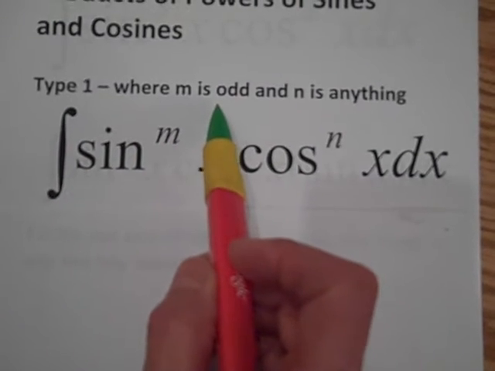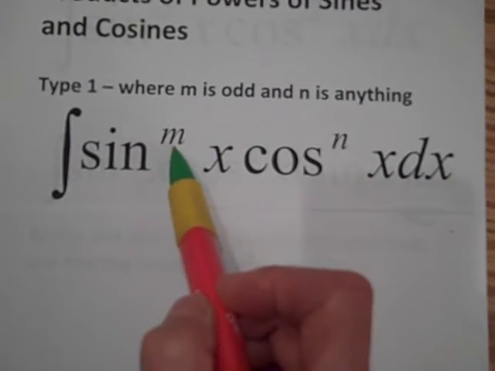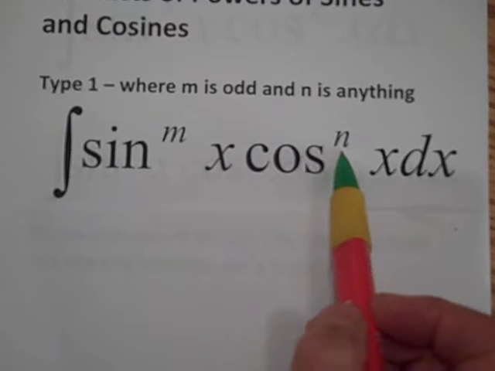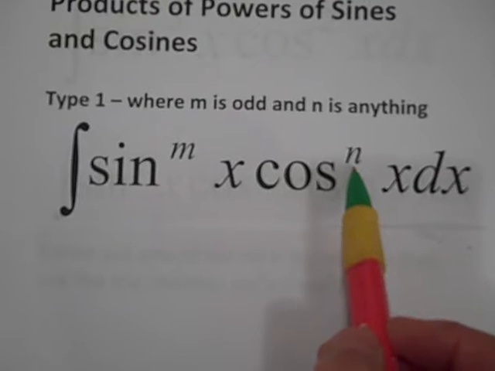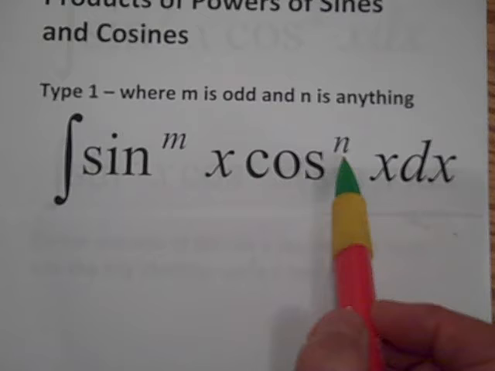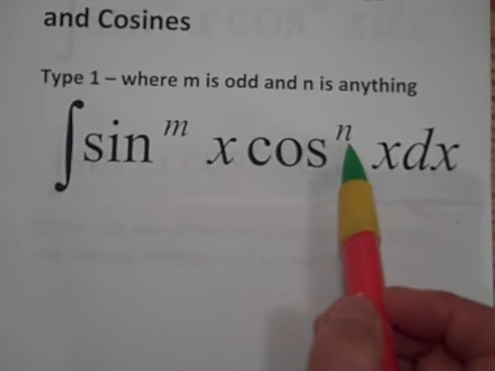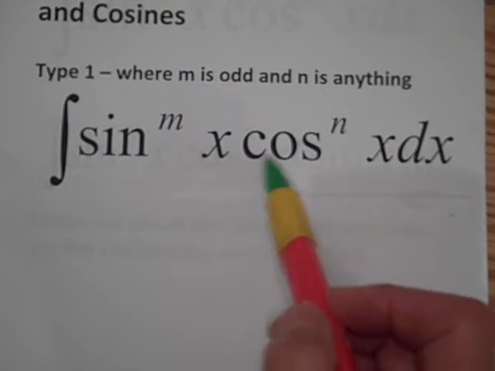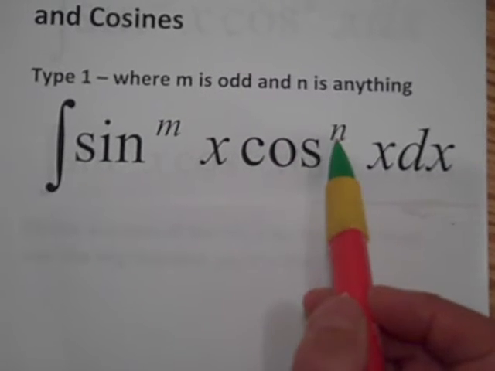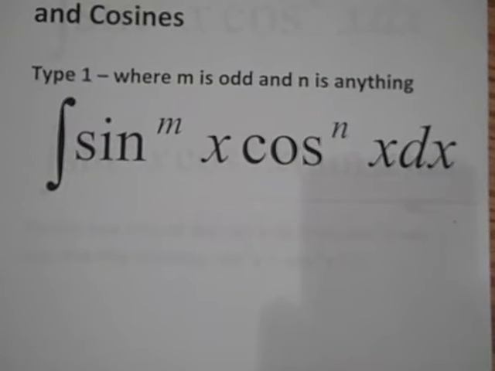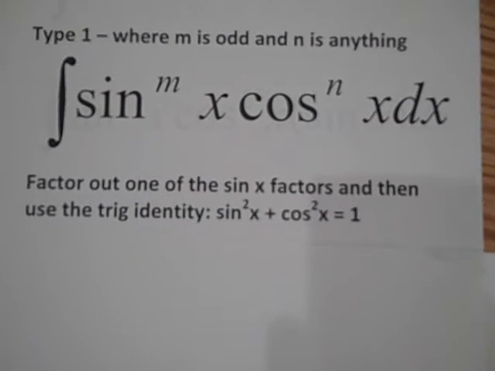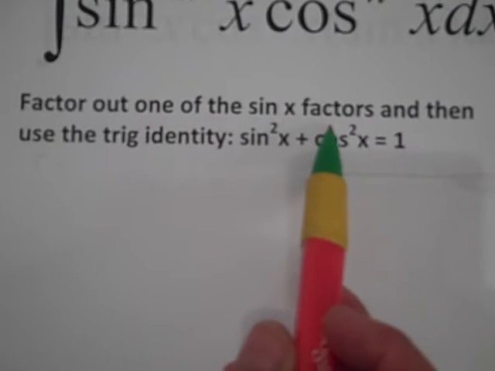The first one I want to work with you is one where m is odd and n can be anything. And when I say anything, some students at the beginning think it needs to be an integer, but it doesn't. It could be like the square root of x, in which case n would be equal to 1/2. Or n could even be equal to 0, in which case I wouldn't have any cosine because anything to the 0 power is 1. So the only requirement here is that m needs to be odd.